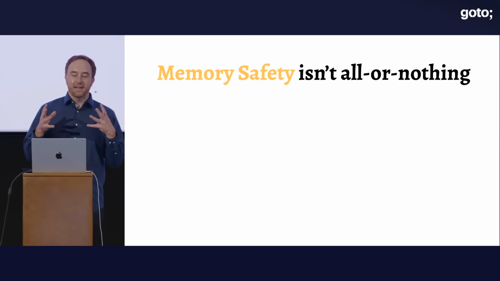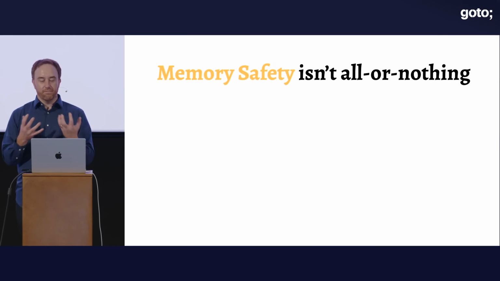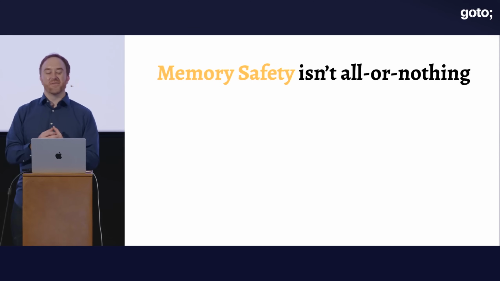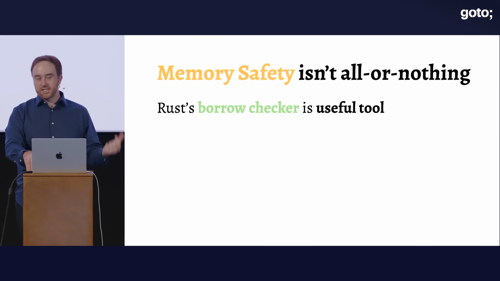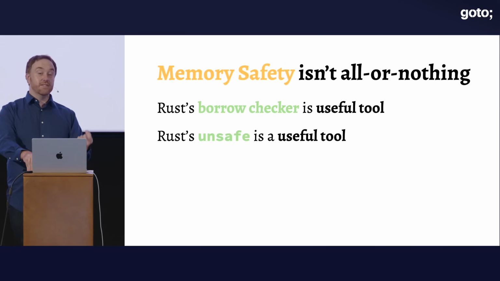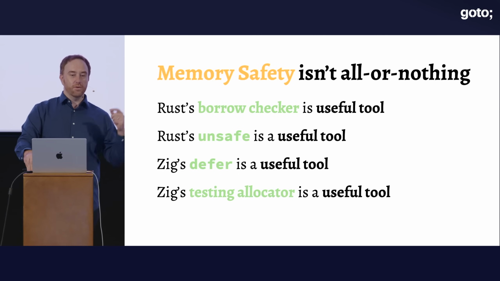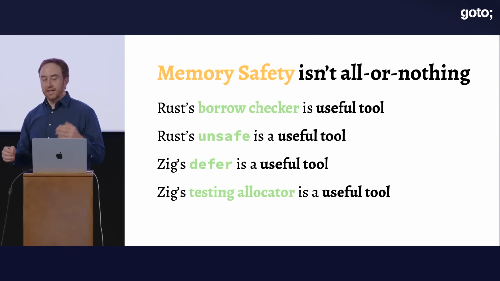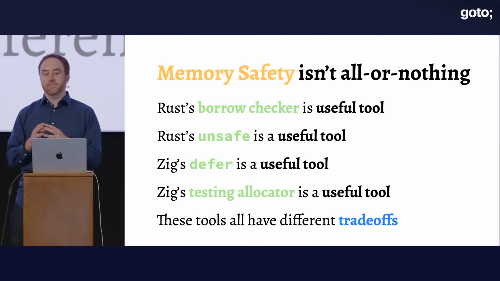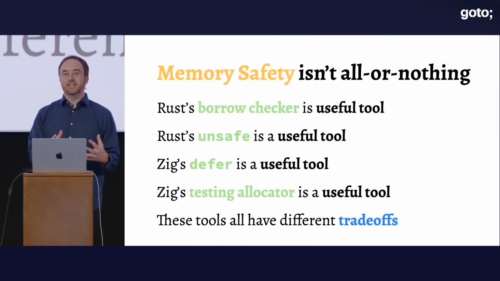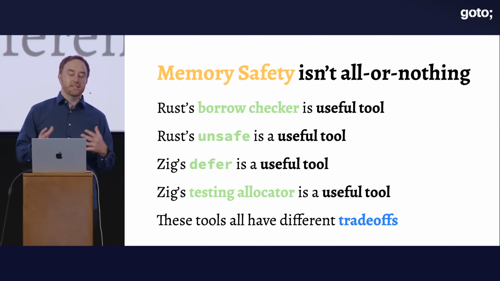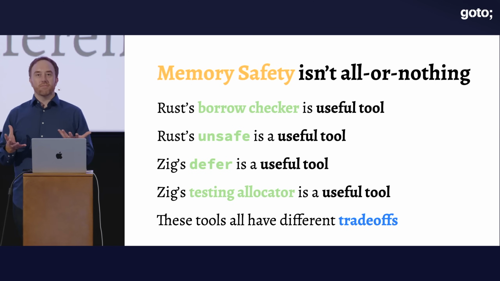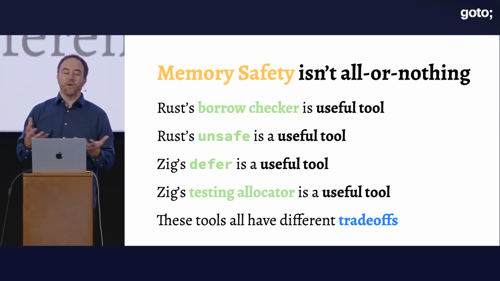And at the end of the day, if there's one thing that you take away from all of this, it's that memory safety is not all or nothing. Rust's borrow checker is a useful tool. Rust's unsafe is a useful tool. Zig's defer is a useful tool. Zig's testing allocator is a useful tool. And all of these things have trade-offs. Sometimes you might say, I want really strong guarantees. I want what Rust gives me. Other times you might say, I don't need those strong guarantees. Or there's other trade-offs that might lead you to choose Zig, even being fully aware of the trade-offs of all of these things.